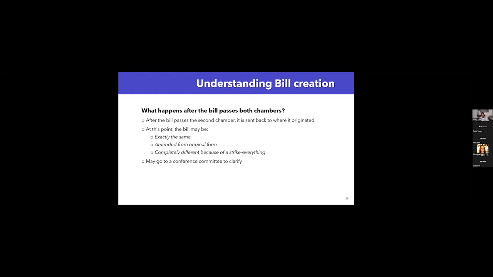So what happens after the bill passes both chambers? Well, after the bill passes the second chamber, it's sent back to where it originated from. At that point, the bill may be exactly the same. It may be amended from its original form, or it could be completely different. So after the Senate sends it back to the House, it could be the same, or it could be different, or it could just have a strike everything and be totally different than what the bill says that it is. Or it could go to a conference committee to clarify the bill. There's problems with it, or they just want to talk more about it.